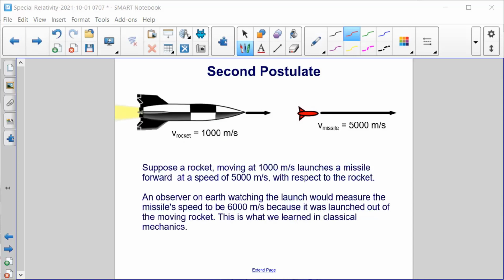All right, so let's look at this a little more closely. Suppose a rocket, right here we have a rocket moving at 1,000 meters per second, launches a missile forward at a speed of 5,000 meters per second with respect to the rocket. So you can see this vector is 5 times the length of the first. An observer on Earth watching the launch would measure the missile's speed to be 6,000 meters per second because it was launched out of the moving rocket. This is what we learned in classical mechanics.